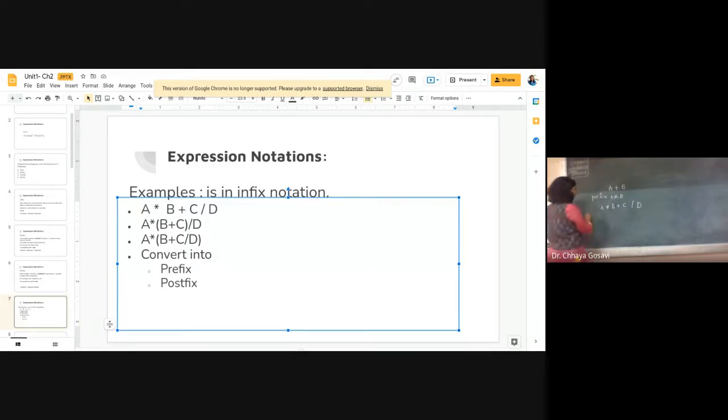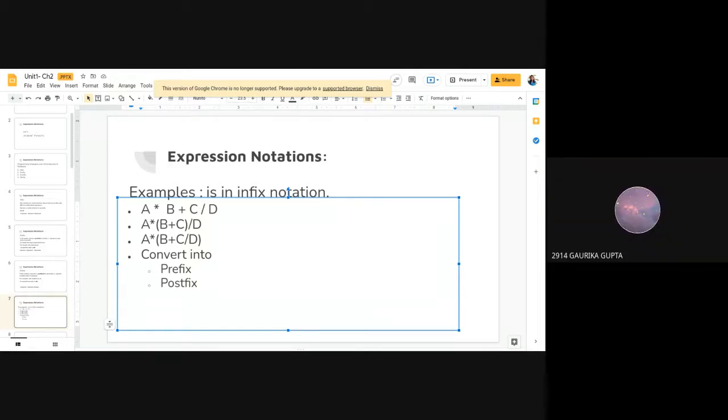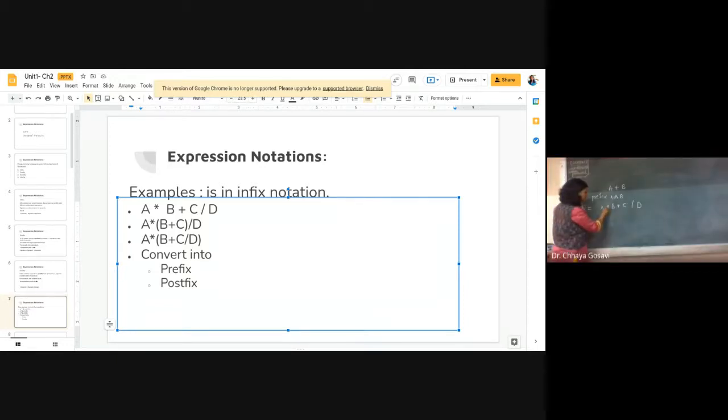So how to convert this expression to prefix? This expression is in the form of infix. Is the board visible to you, girls? Yes, ma'am. How to convert this infix expression to prefix? Note that we have to consider its associativity and precedence.